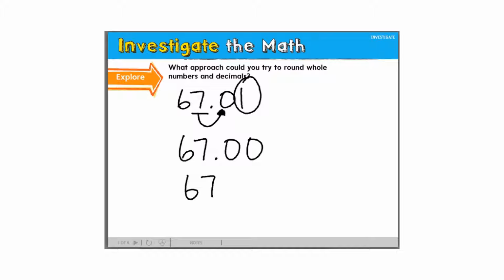Sometimes people get so caught up in looking at the digit that's underlined and all that stuff, they don't really use common sense. 67 and 1 cent is definitely closer to 67 than it is to 68. And if we're rounding to the nearest whole number, we're talking about the ones place. So it's either 67 or 68. If you look at a number line, 67 is way back here and 68 is over here, and 67.01 is somewhere like that. If that's the middle, it's way closer to the 67.